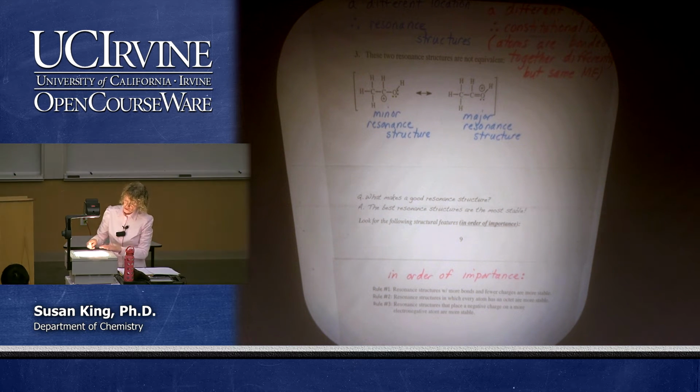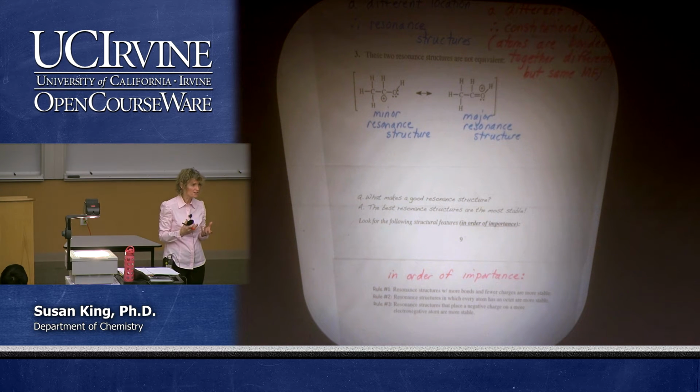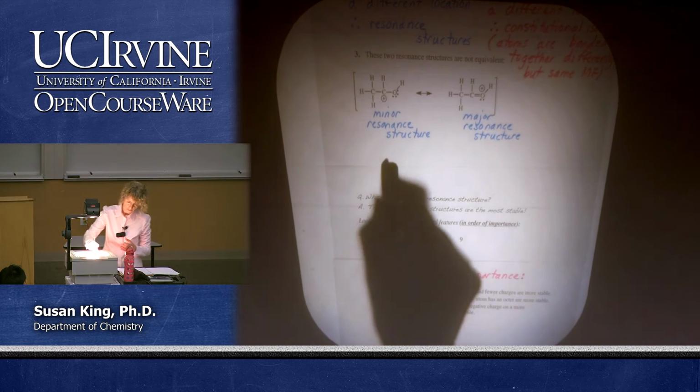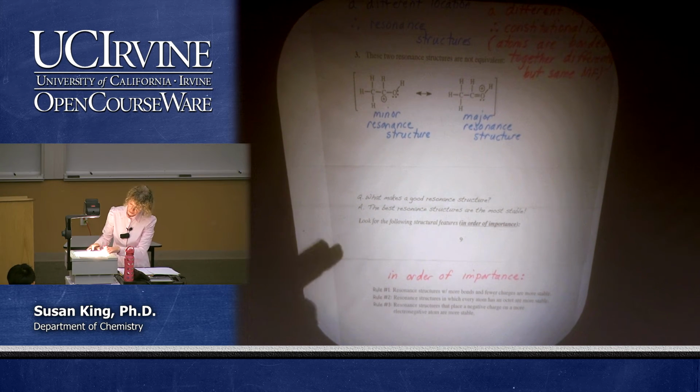Rule number 3, resonance structures that have placed a negative charge on a more electronegative atom are more stable. There is a tendency of students in this class to look exactly just where the charge is to determine which one's the best resonance structure. That's the third thing you look at. The first two things are more important. Okay, so let's go back to this example right here and see what that looks like.